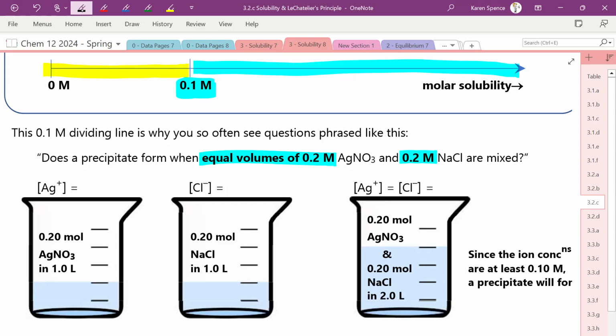Wait a minute. 0. That's past the soluble line, right? Yeah, so yes, it's soluble. Yes, it's soluble. Perfect. Okay. See? Okay.